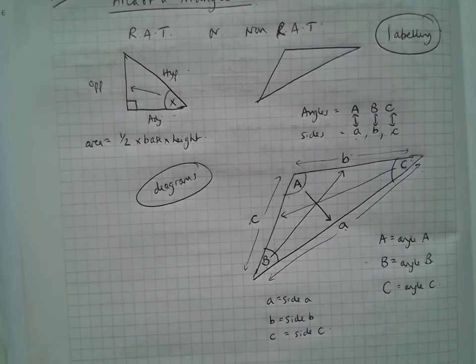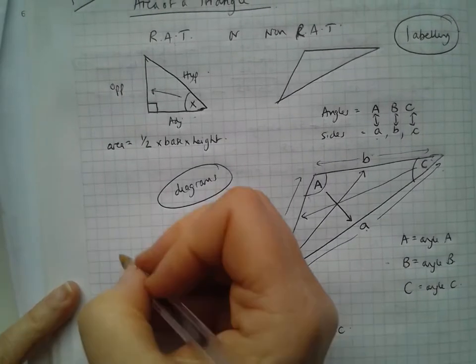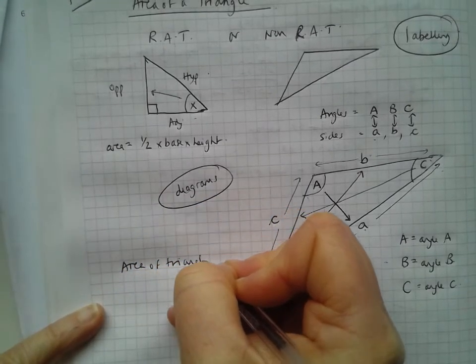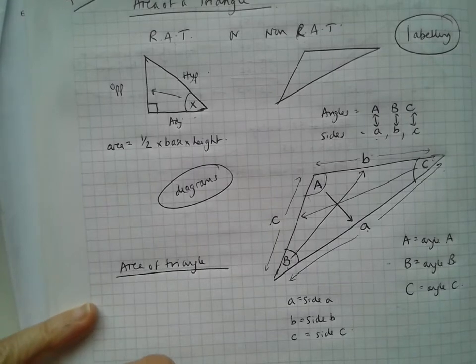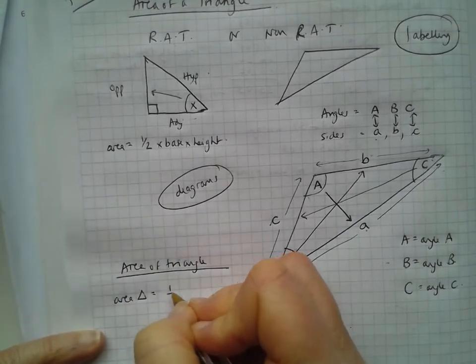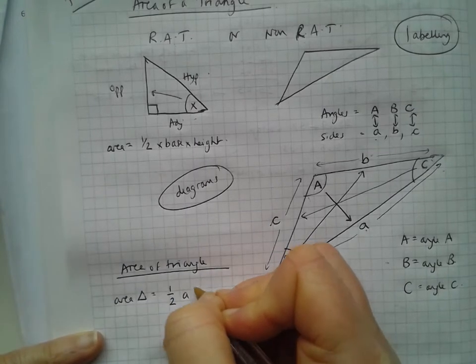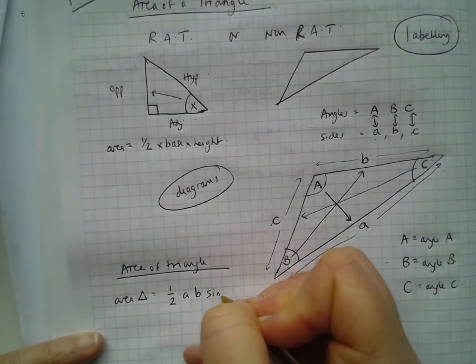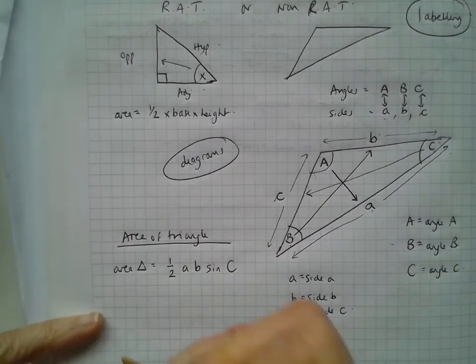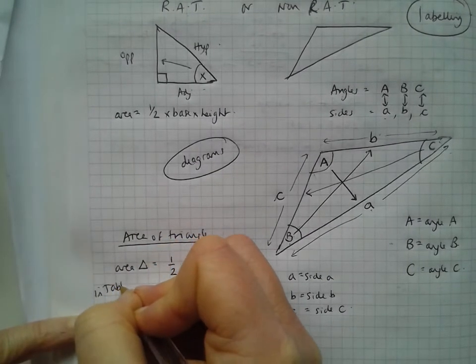When you come to do the area of a triangle, which is our first formula using this new notation, the area of a triangle is equal to a half ab sine C. So let's think about what that means. And this is in your tables, of course, so you don't have to learn it. So what does that mean?